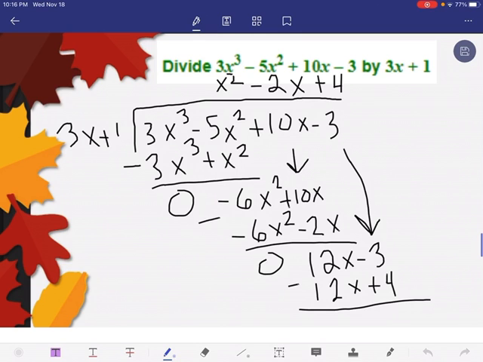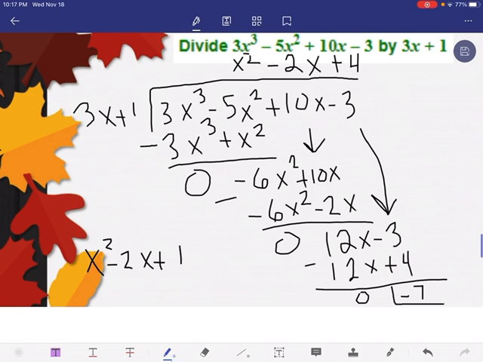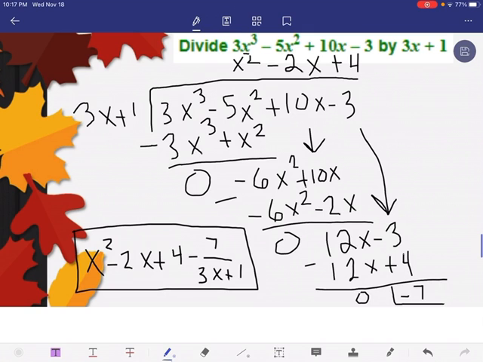Again, subtracting as we go down, which gives us negative 7. Notice that there's not anything we can multiply our x by that would give us negative 7. So we know that that is going to be our remainder. So our answer, we get x squared minus 2x plus 4. And then we're going to subtract that 7 over our original divisor. And so that's going to be our final answer.